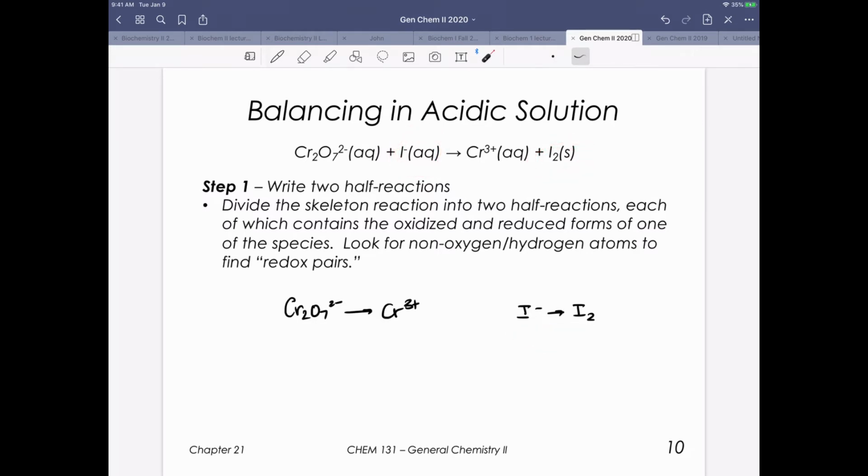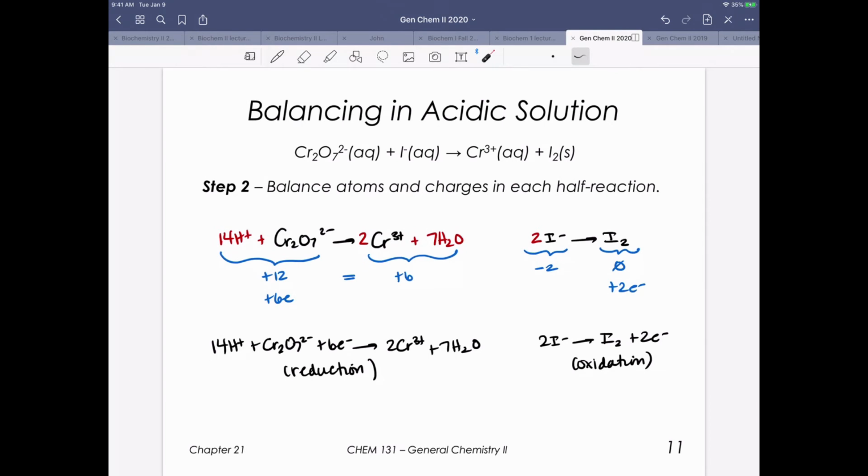So again, the first thing that we do is just identify redox pairs that we're going to have here, and we set them up to be related in 2 redox half reactions. Okay? Next step, again, this is likely the most involved, so we're going to go through this a little bit more slowly to make sure that we can see how we balance everything here.